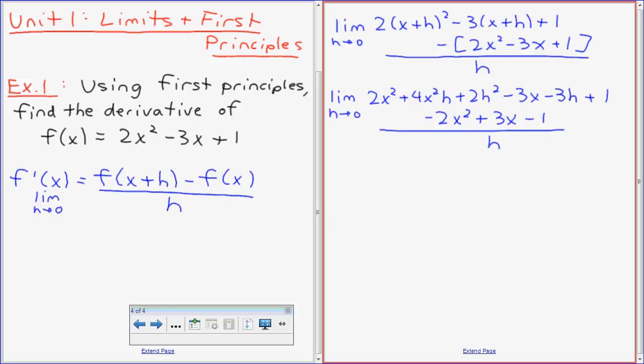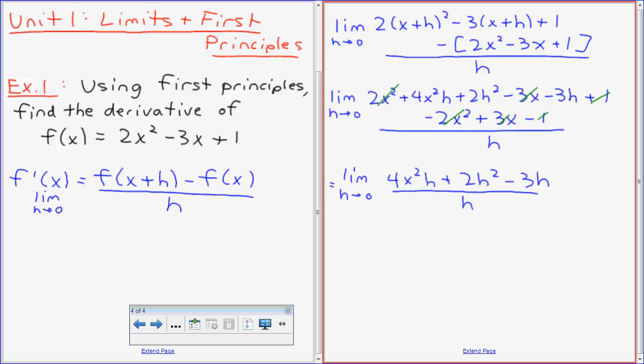Okay? So if I take a look here, 2x squared and 2x squared cancel. 3x and 3x cancel, and 1 and 1 cancel. So you're left with limit as h approaches 0 of 4xh plus 2h squared minus 3h all over h. Okay. Now, Cecilia, why am I finally happy in this question? It's 3h by the way.